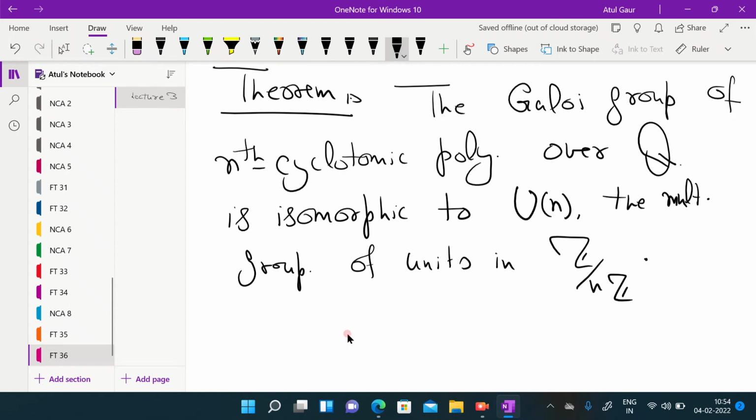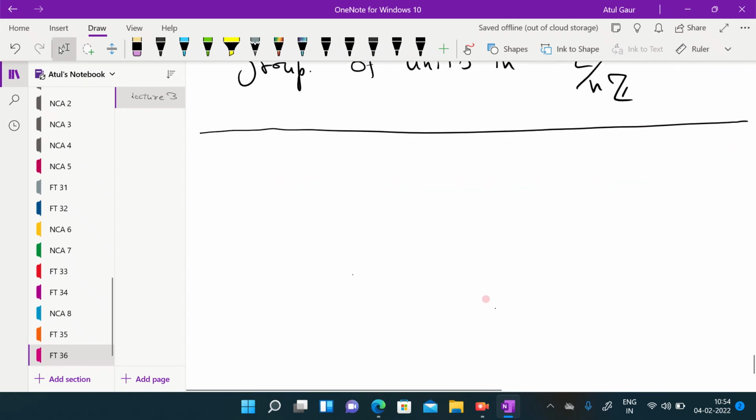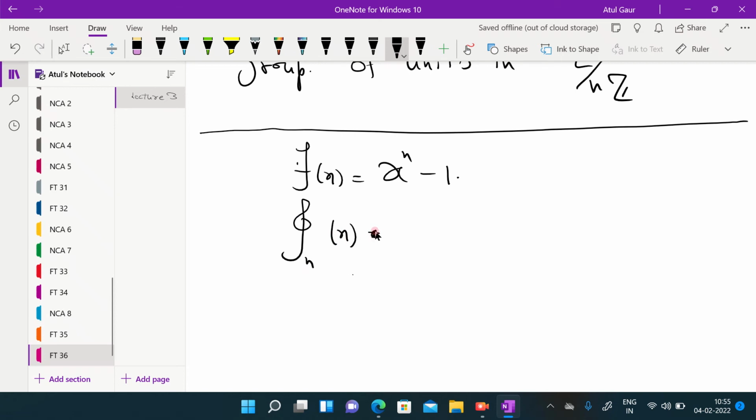Fine. So I don't know whether you have noticed or not, but let me elaborate this to you now. You have a polynomial, let's say f(x) = x^n minus 1, right? And let's say another polynomial Φn(x). Φn(x), you already know what it is. This is the nth cyclotomic polynomial.